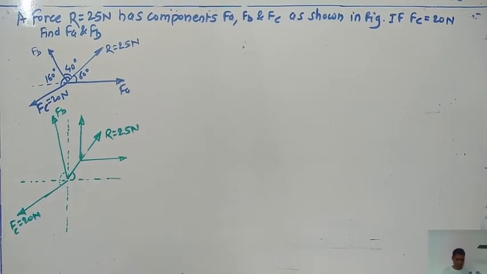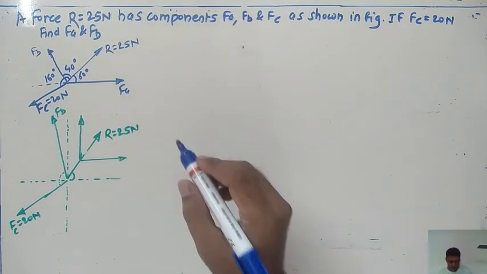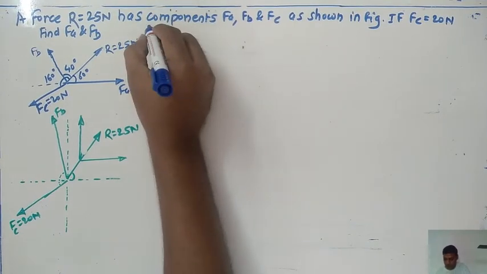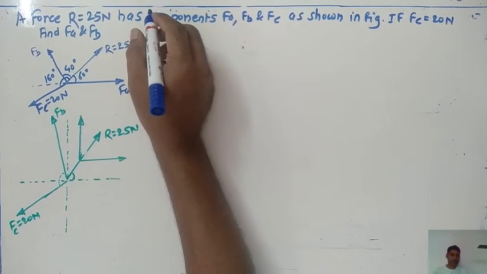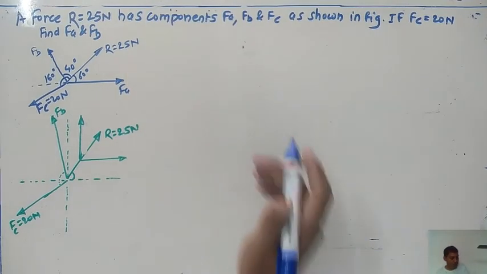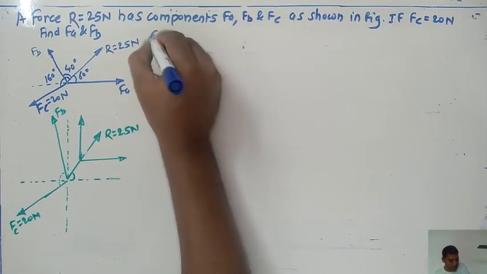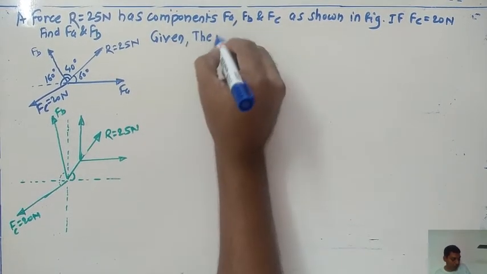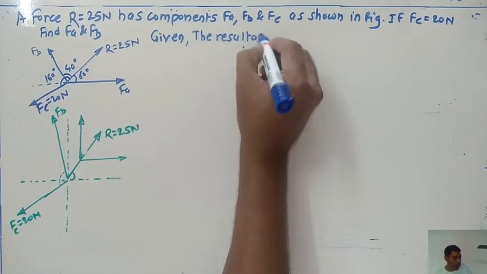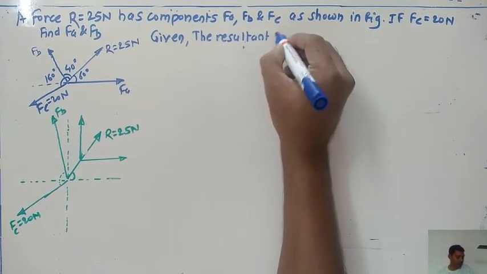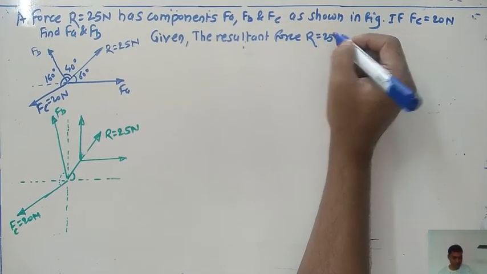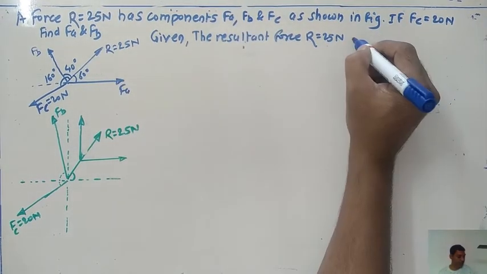So what about the information regarding the R? First of all, write the information regarding the R. What is given here? The resultant force R equals 25 Newton. This value is with us. Also, it makes an angle of 60 degree. You can show that 60 degree like this.